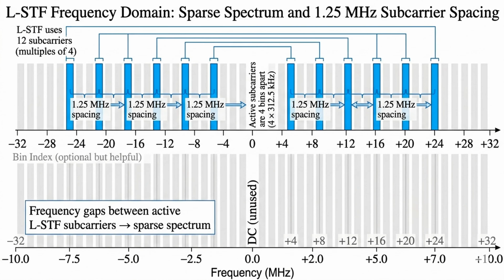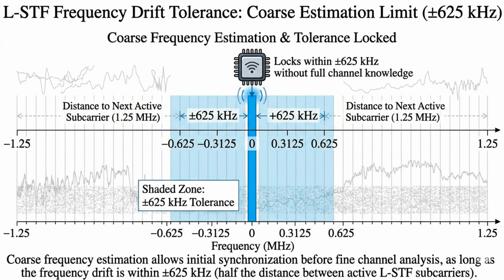In a 20 MHz channel, subcarriers are spaced 312.5 kHz apart. Because the L-STF only uses every fourth subcarrier, the distance between active signals is 4 × 312.5 kHz equals 1.25 MHz. The receiver can reliably distinguish the signal as long as the frequency drift is less than half of that distance, plus or minus 625 kHz. This allows the Wi-Fi chip to perform coarse frequency estimation even before it knows exactly what the channel looks like.